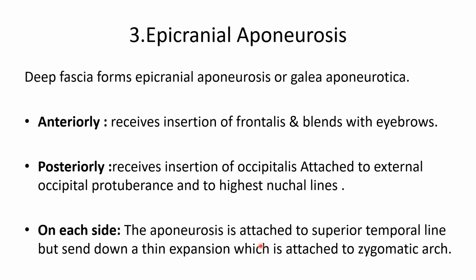On each side, the aponeurosis is attached to the superior temporal line, as we did in the extent of the scalp, but you should note here that this Galea aponeurotica sends down a thin expansion which is attached to the zygomatic arch. We'll come again to this expansion when we talk about the superficial temporal region. So the third layer is the epicranial aponeurosis. I will describe again this layer by taking a diagram into consideration.